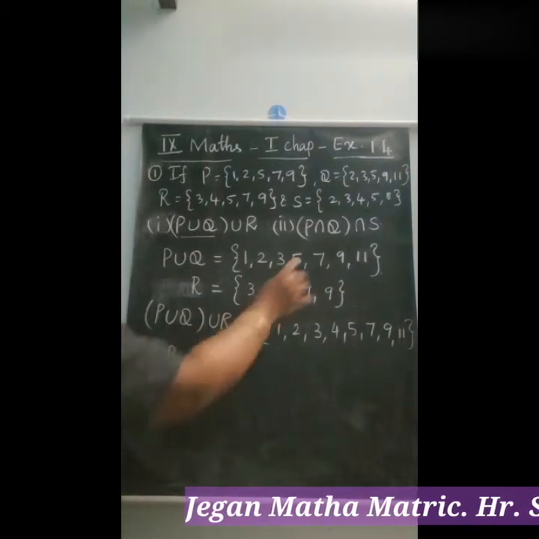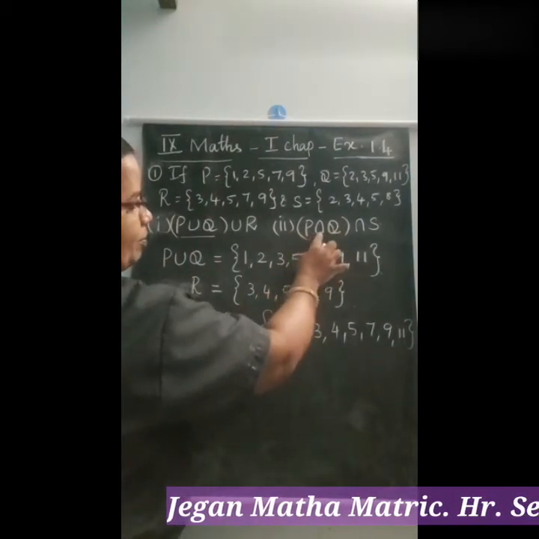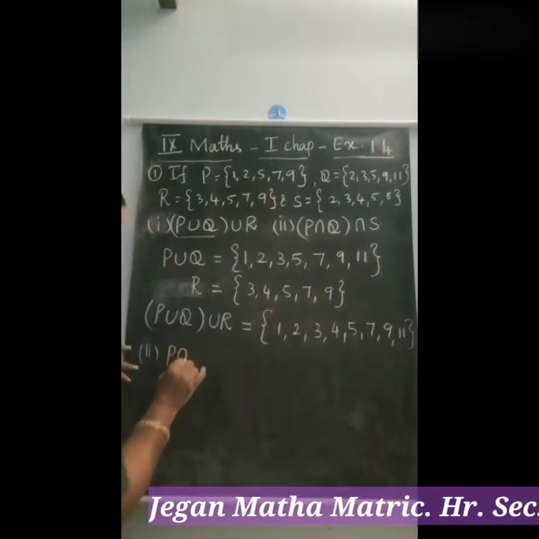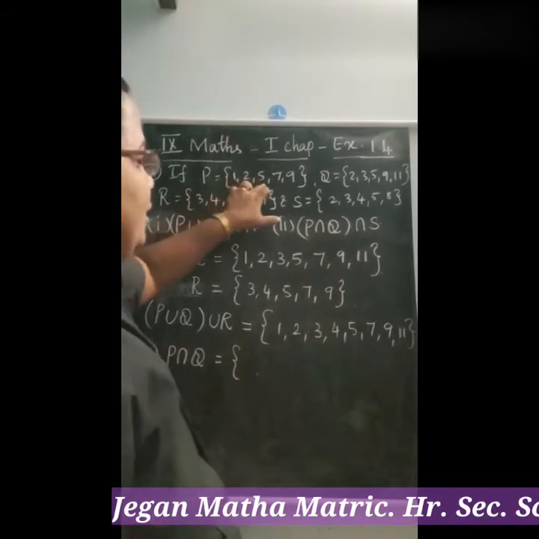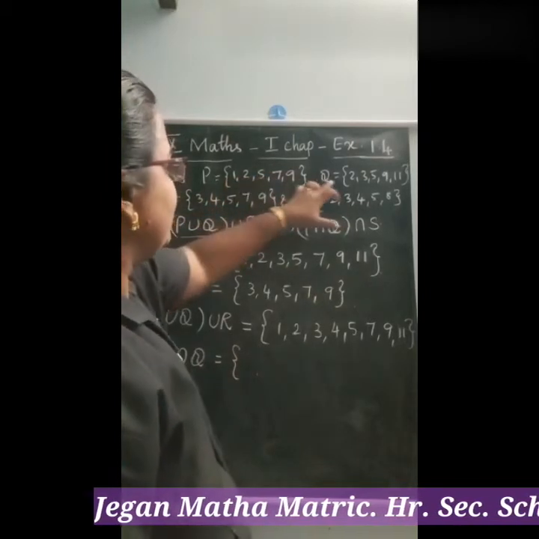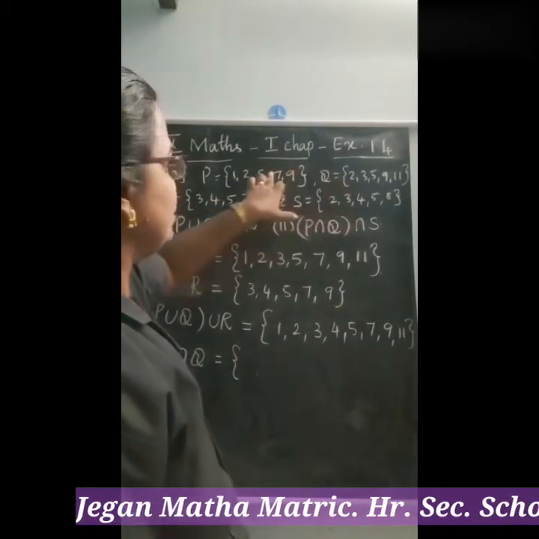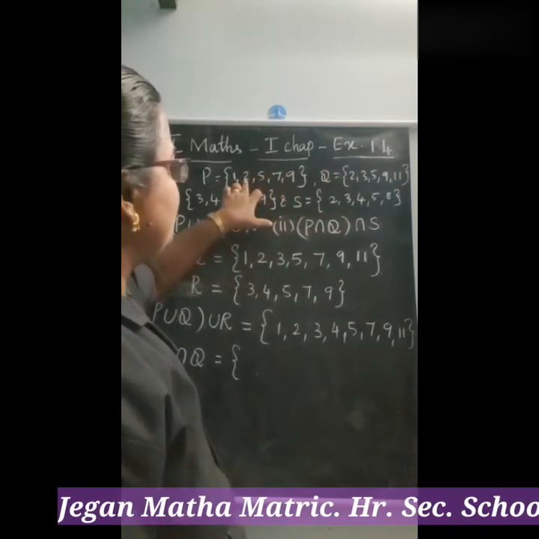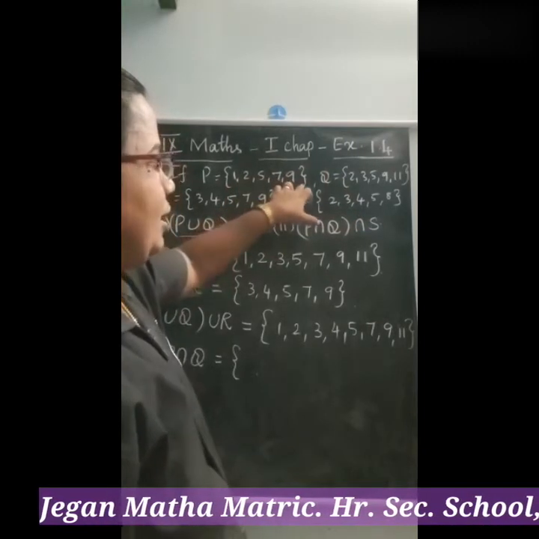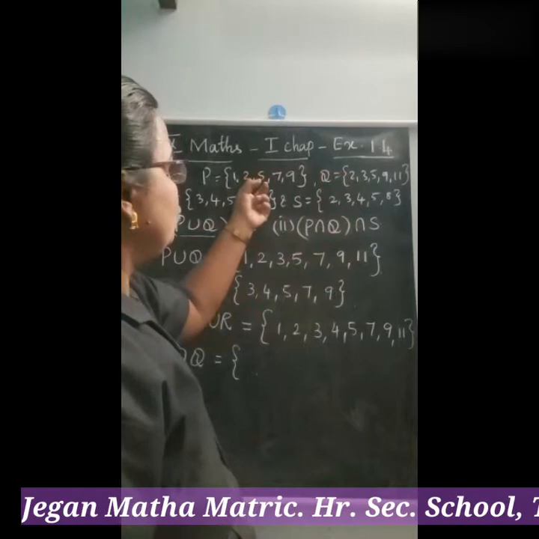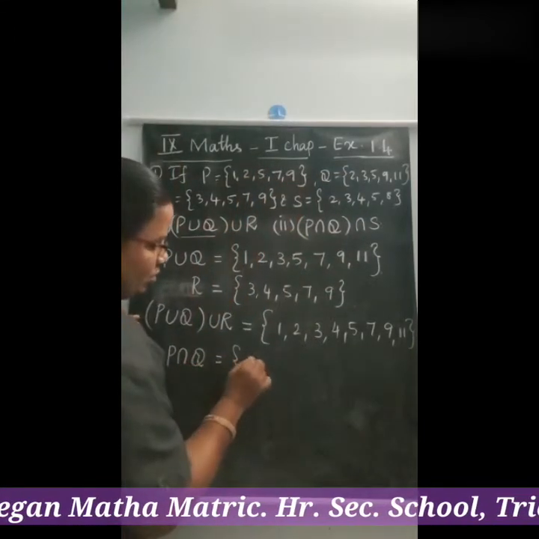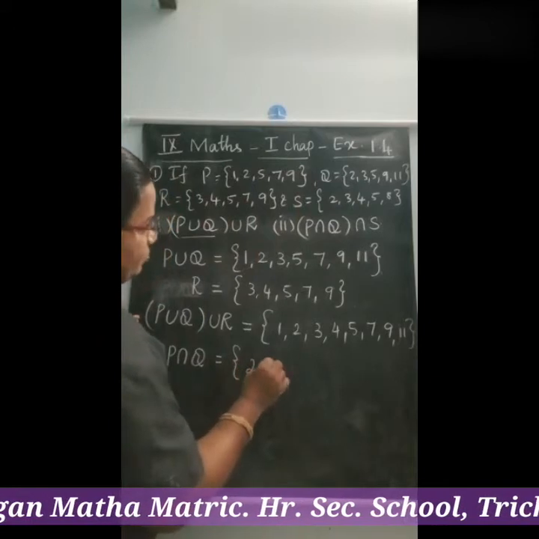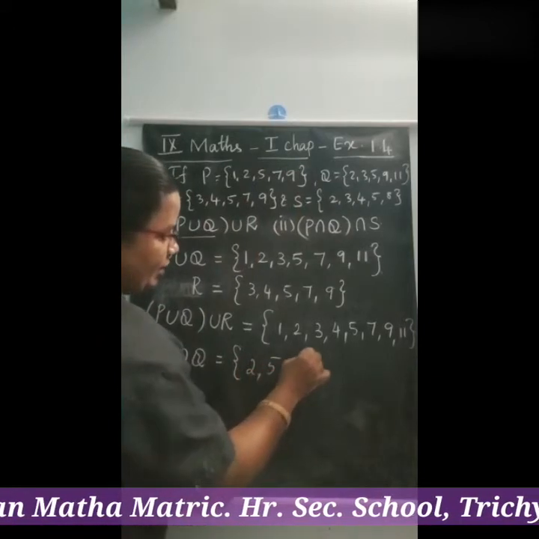And then the second question. First you have to find out this bracket form. So P intersection Q. What is P intersection Q? You have to take P and Q. What are the common elements in these two sets? They are 2, 5, 9. 3 terms are there: 2, 5, 9. So, P intersection Q is equal to 2, 5, 9.